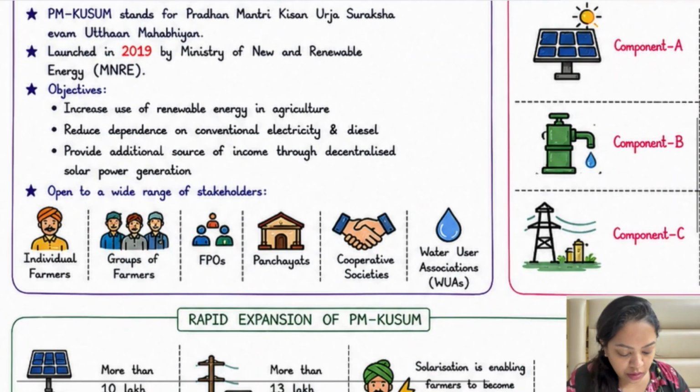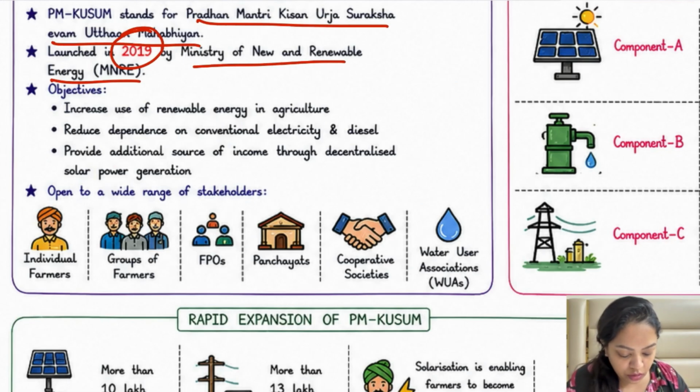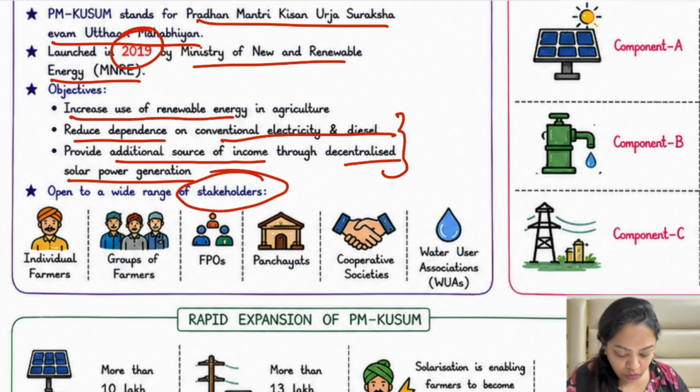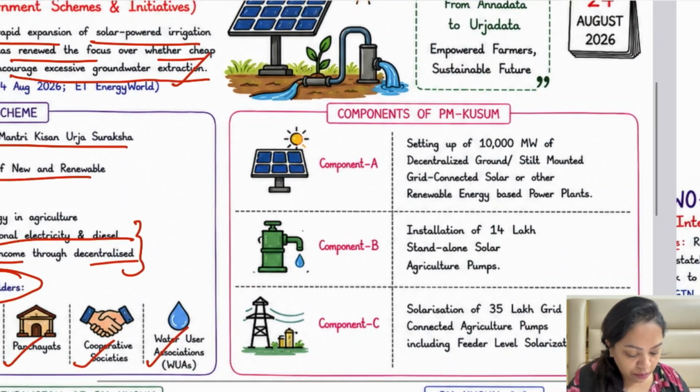PM-KUSUM stands for Pradhan Mantri Kisan Urja Suraksha Evam Utthan Maha Abhiyan. It was launched in 2019 by the Ministry of New and Renewable Energy. Its objectives are to increase use of renewable energy, reduce dependence on conventional electricity and diesel, and provide an additional source of income through decentralized solar power generation, mainly to the farmers, right? So it is open to a wide range of stakeholders, which are individual farmers, groups of farmers, FPOs, panchayats, cooperative societies, and water use associations. So this is the basics about the scheme.